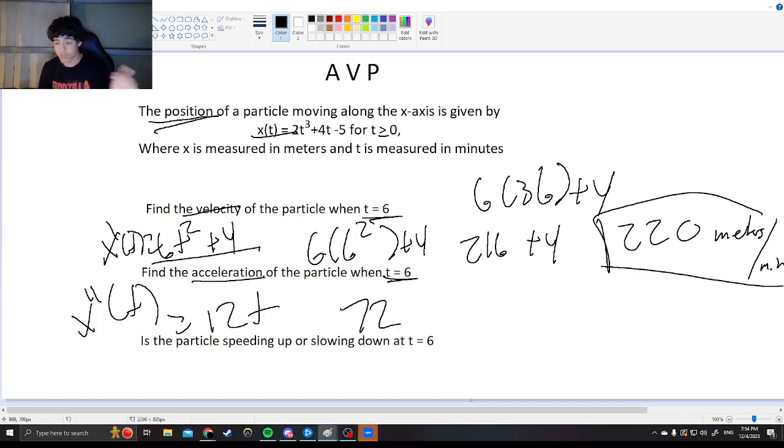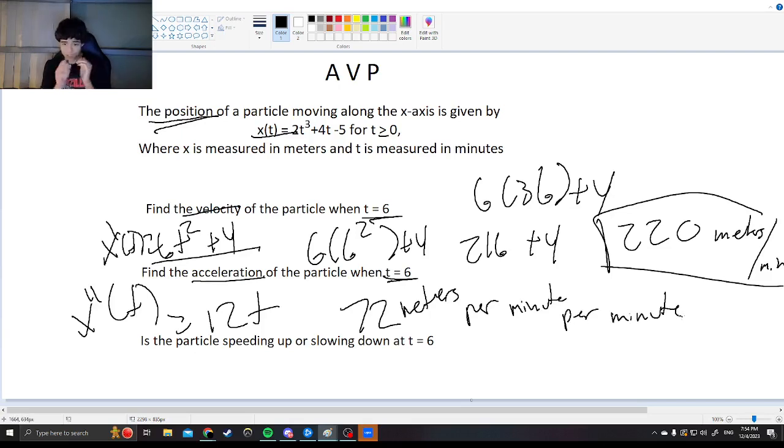So our acceleration at the point t equals 6 is 72, and you have to include the unit, which is meters per minute. And since it's the acceleration, it's per minute per minute, because the speed is increasing at 72 meters per minute every minute, right? So it's per minute per minute. You could write meters over minute squared.